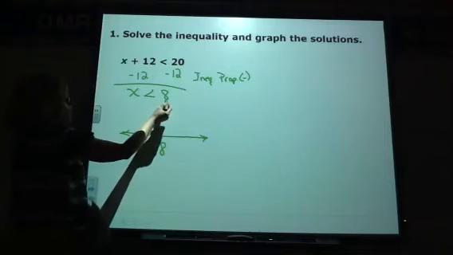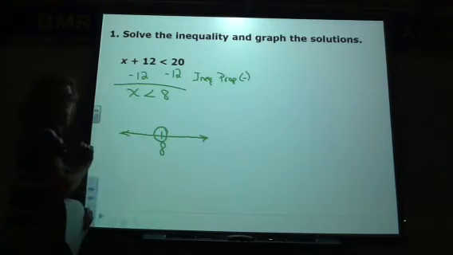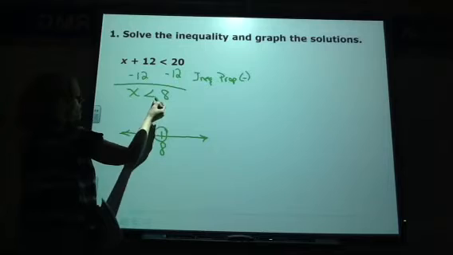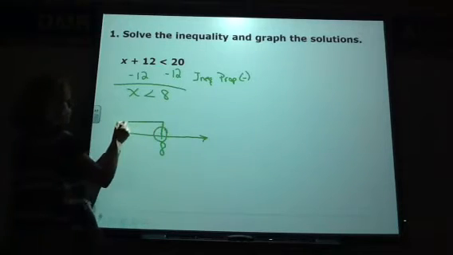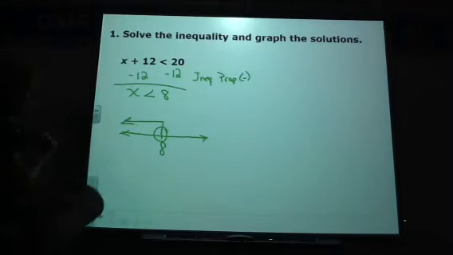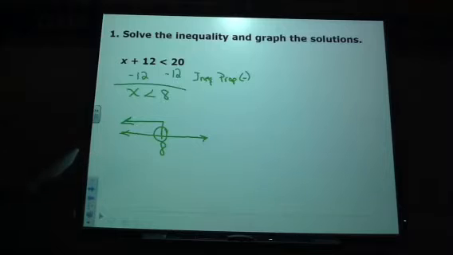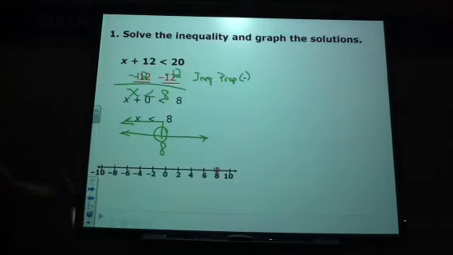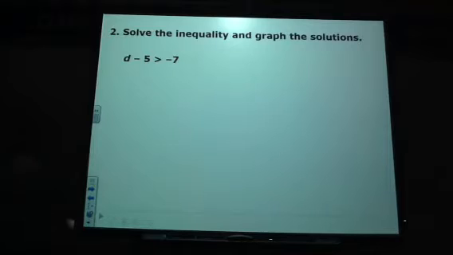Is 8 part of our solution? It is not, so it's an open circle. Our solution is all real numbers to the left of 8. So that's how you would graph it. Alright, next one.